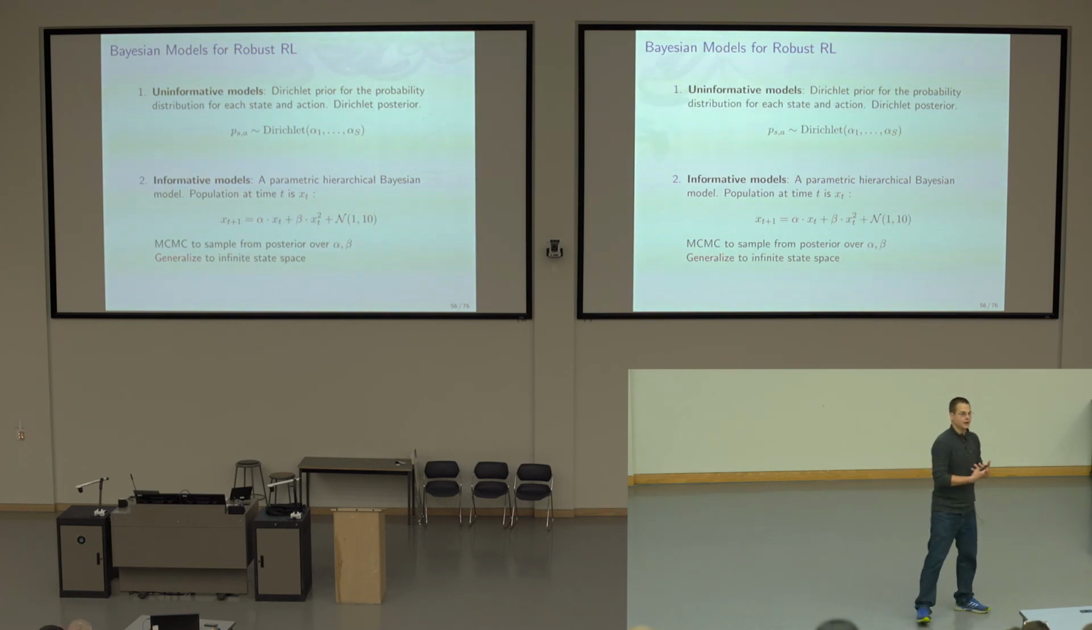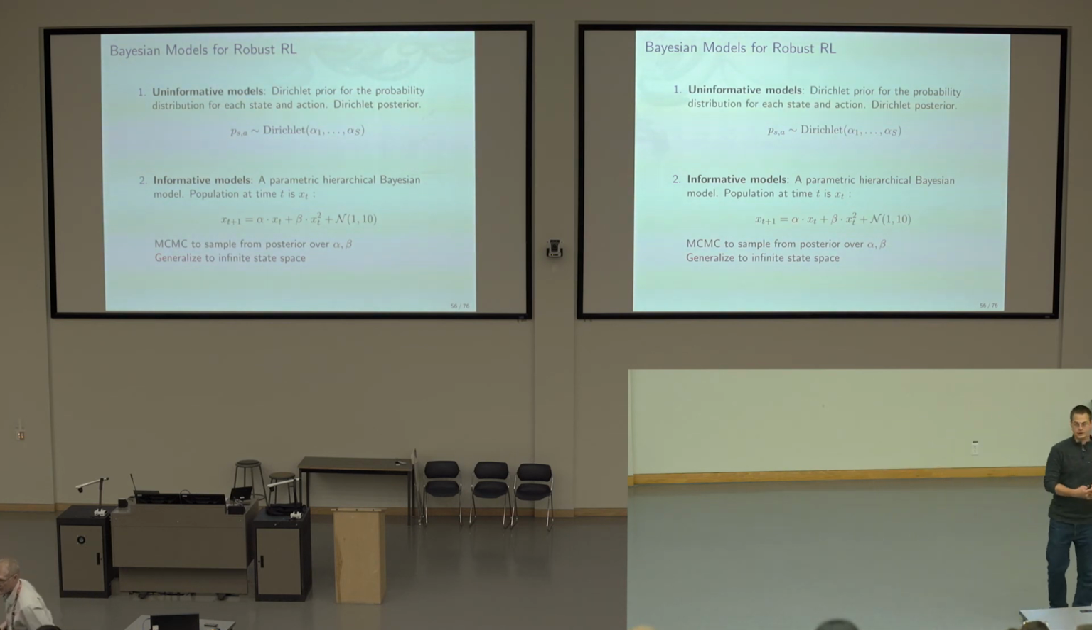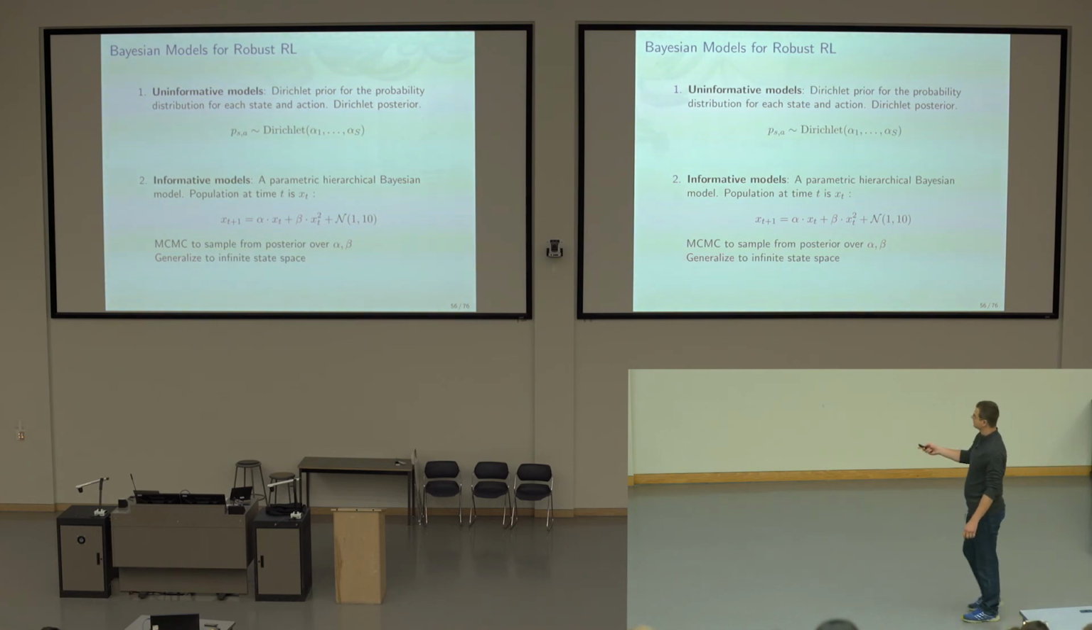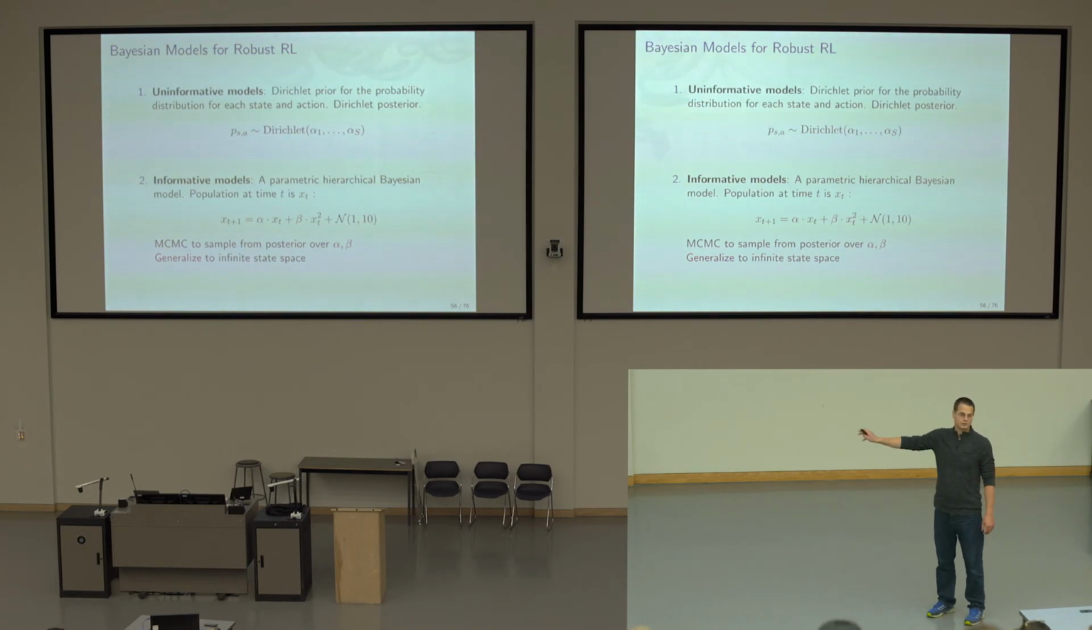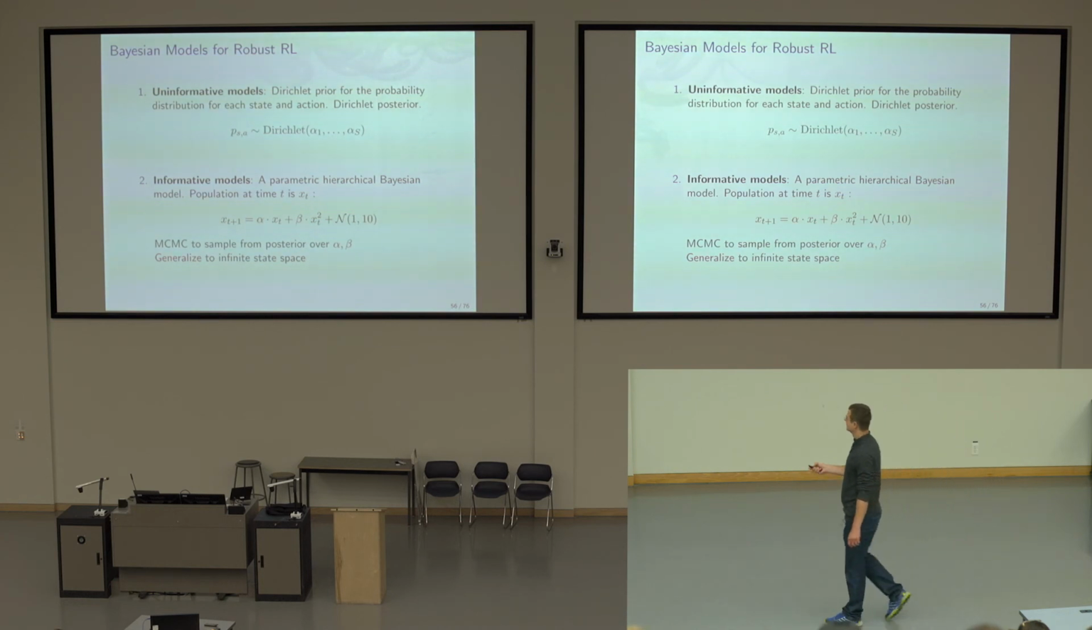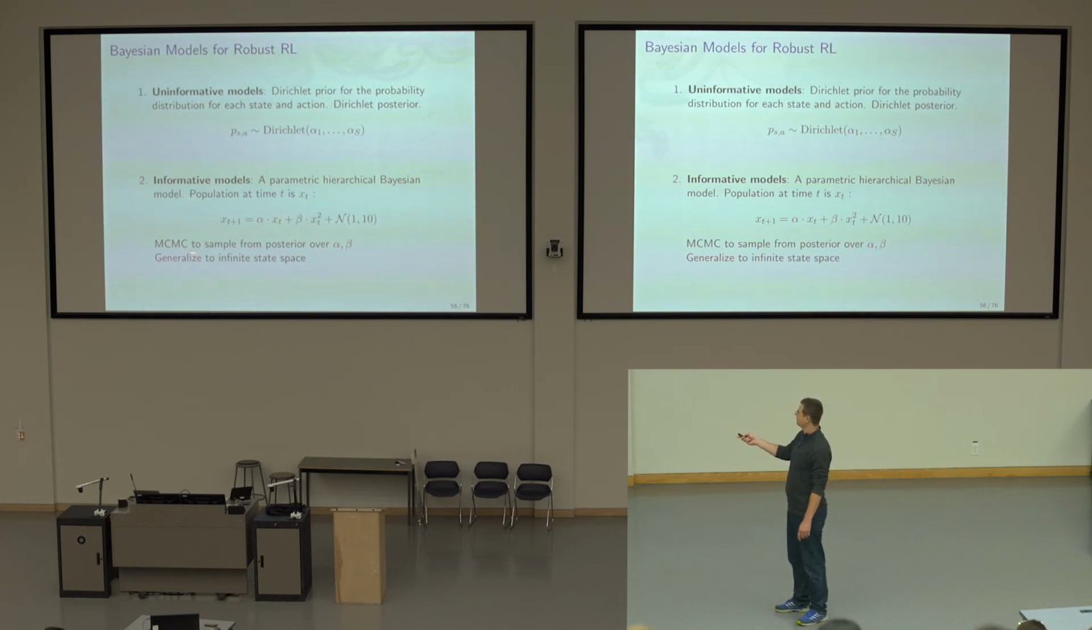And this is actually very, very common and popular in the ecological modeling literature. So we are saying that the population at t plus 1 is some alpha times x_t, the population at time t, plus beta times the population at t squared, plus some Gaussian noise. This is not the real model. This is just an illustration of how you construct a model like this. Then you can use MCMC to sample from the posterior.